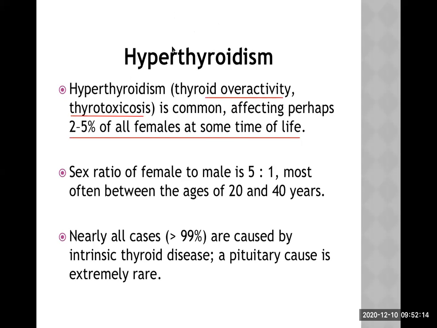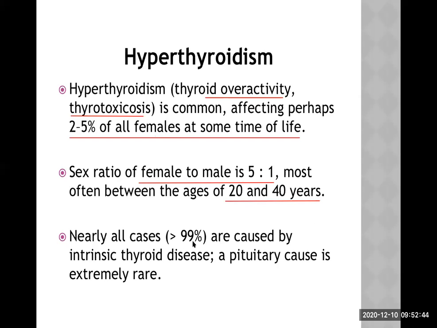And the reason is autoimmune thyroid disease. Because of that condition, it is more common in females. That is Graves' disease. Graves' disease is one of the most important causes of hyperthyroidism. That's why it is more common in females. Now see this, the sex ratio of female to male is 5:1. So it is 5 times more common in females than in males, and the age group is between 20 to 40 years.